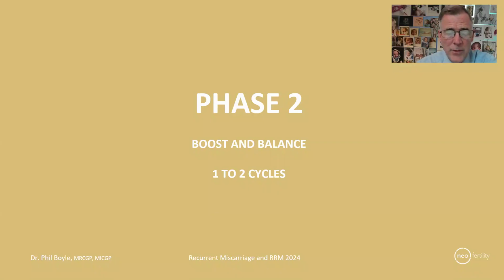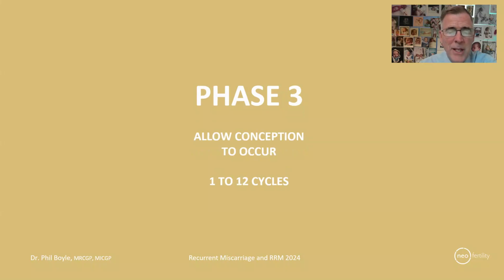And so phase 2 is when we've identified the problems. Then it takes us on average about 1 or 2 cycles for most patients to complete phase 2 and restore a normal balance. And phase 3 is we've identified, corrected, balanced. You're now ready to enjoy being together during some of the fertile days.